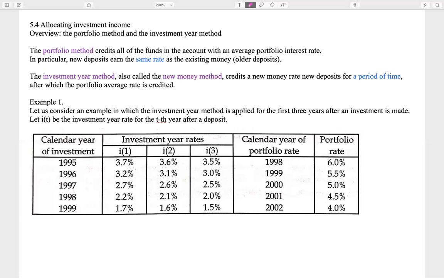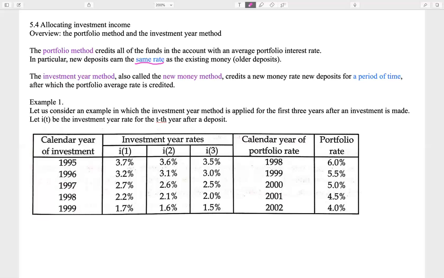The portfolio method credits all of the funds in the account with an average portfolio interest rate. In other words, under this method, new deposits earn the same rate. The key word is there is no discrimination. It doesn't matter how long your money has been in this fund. It gets the same rate as the new money. So new money will enjoy the same interest rate as the existing money. That is the portfolio method.